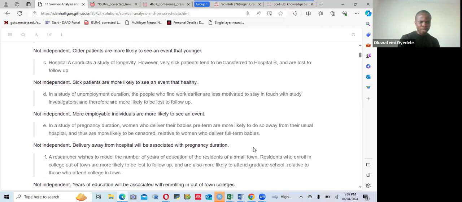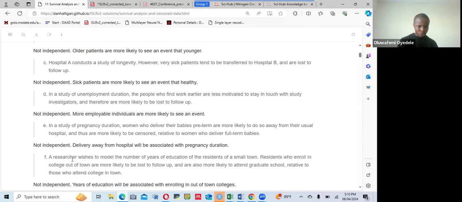in a study of pregnancy duration, women who deliver their babies preterm are more likely to do so away from their usual hospital, and thus are more likely to be censored relative to women who deliver full-term babies. So here we can see that this is also not independent, because delivery away from hospital will be associated with pregnancy duration.